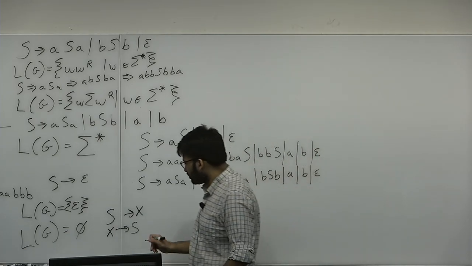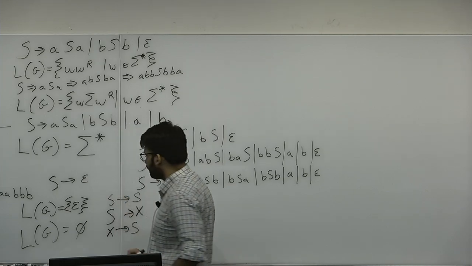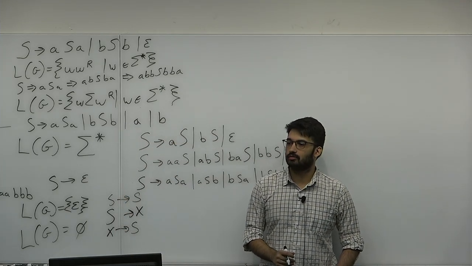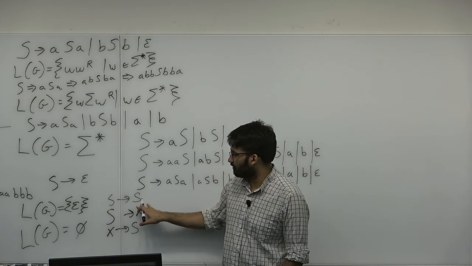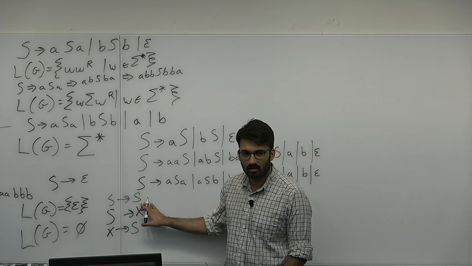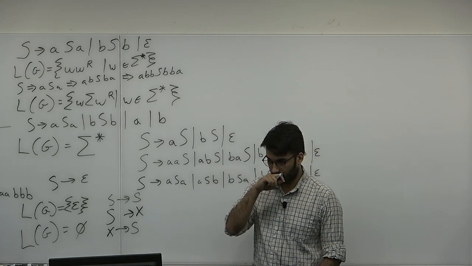The other one, as you mentioned, works just as well. S goes to S is a valid set of productions. You have one non-terminal on the left and a string of non-terminals and terminals on the right. That works too. That also produces nothing.